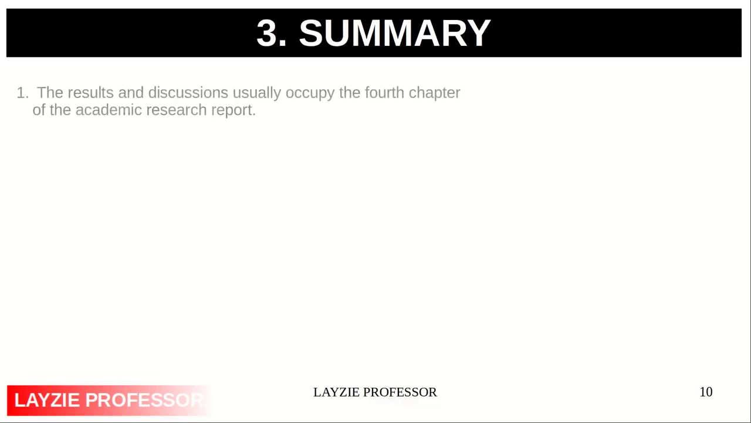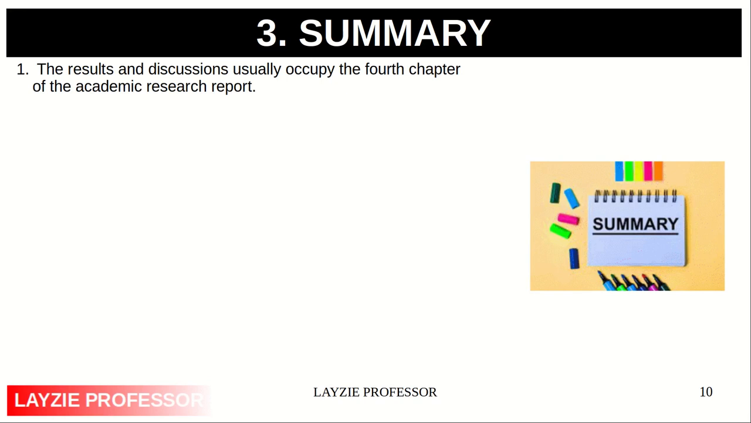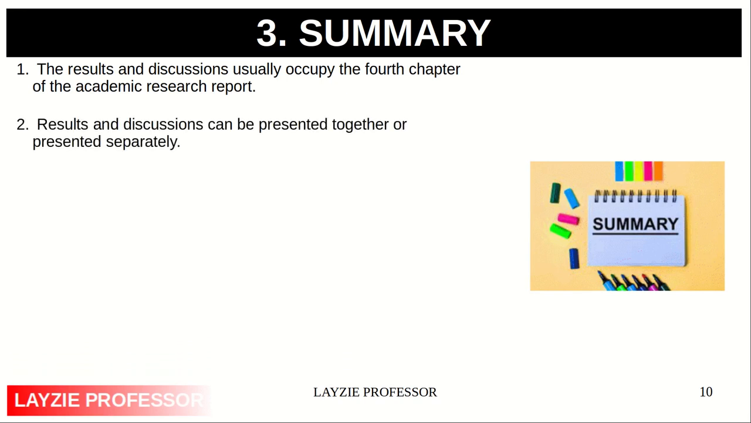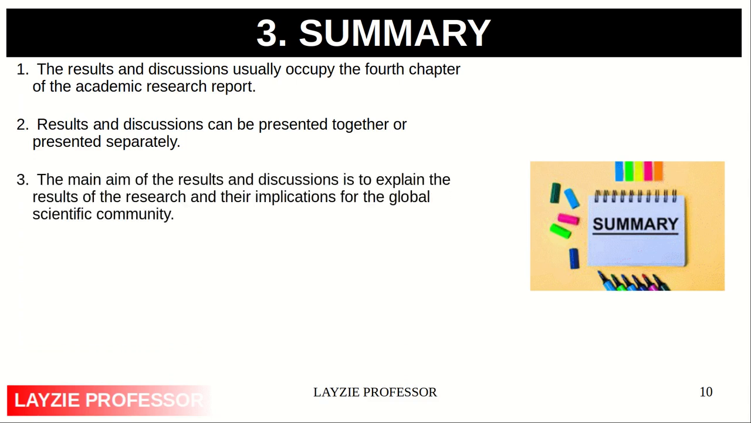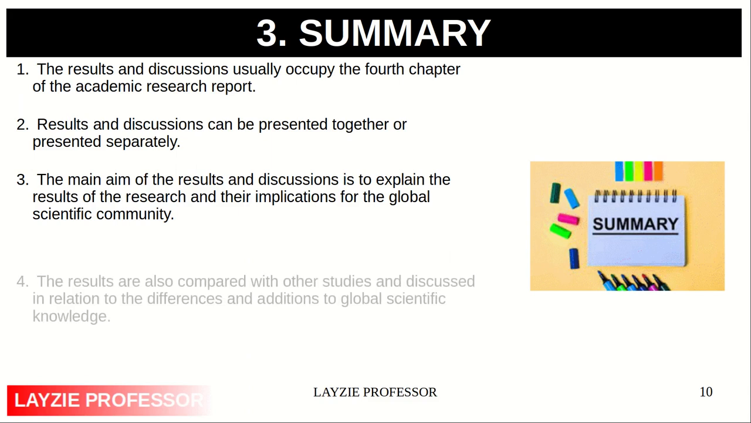So in summary, the results and discussions typically occupy the fourth chapter of your academic research report. And the results and discussions can be presented together or they can be presented separately. And the main aim of the results and discussions is to explain the results of the research and the implication of the results for the global scientific community. What the results actually mean for the global scientific community.